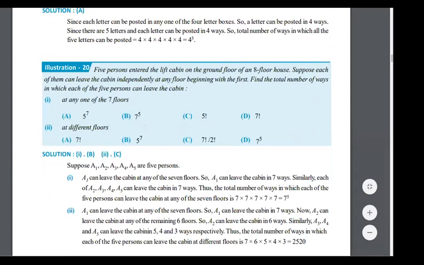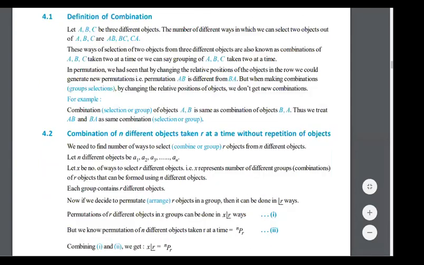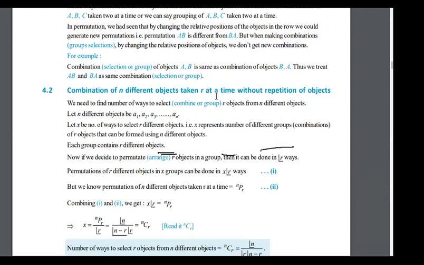So this was about permutation. Now, when we talk about combination, we studied what combination is. Combination is the number of ways in which objects can be selected, or a group combined, from n different objects. So if we derive the formula, it is basically selection into arrangement.